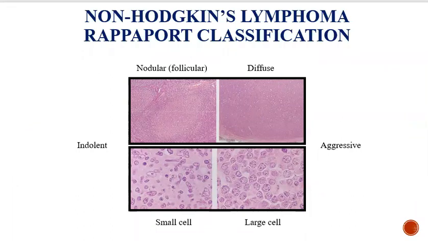The Rappaport classification of non-Hodgkin lymphoma includes small and large cell lymphoma, indolent and aggressive, and diffuse and nodular follicular, by the character of the lymphoma. Aggressive lymphomas have a short natural history of disease with rapid cellular proliferation and are potentially curable with chemotherapy. Indolent lymphoma, which is usually nodular or small cell, has a long natural history, so patients can live for many years untreated, shows a slow cellular accumulation, and is generally incurable with chemotherapy.